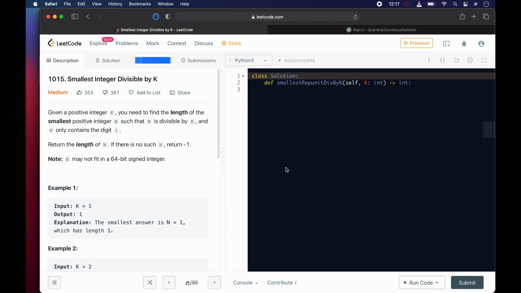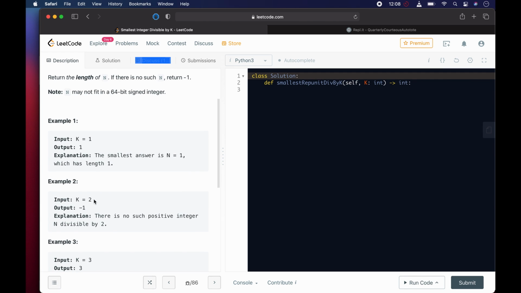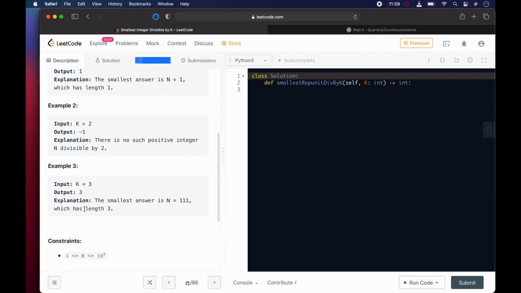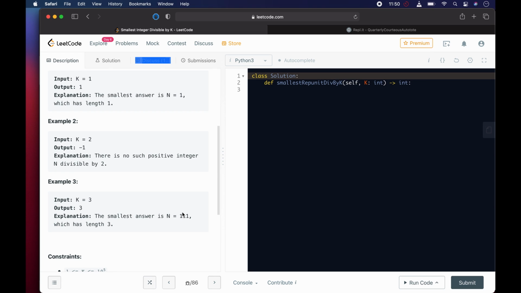We could look at the examples. You're given k equals 1, and the answer is 1 because 1 divided by 1 is going to be 1. You're given 2, the answer is -1 because there's no possible positive integer that could be divisible by that. And you're given 3, and the answer is 111 because 111 has a length of 3 and is divisible by that, right?